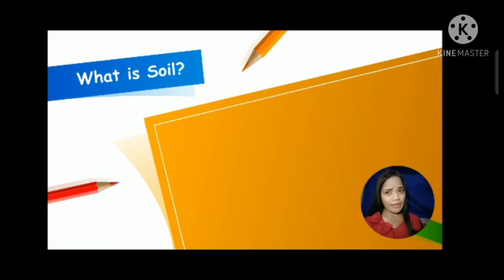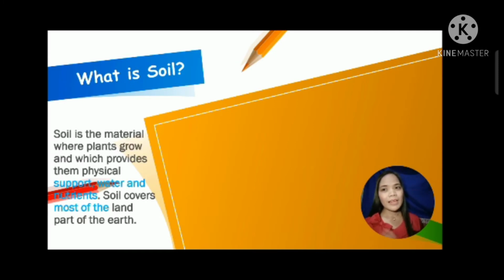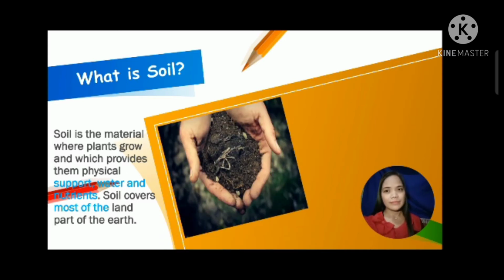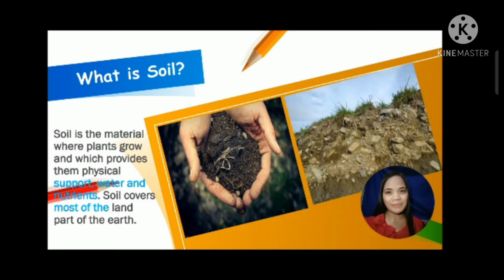But what is soil? Soil is the material where plants grow and which provides them physical support, water, and nutrients. Soil covers most of the land part of the earth. So these are the examples of soil that I'm sure that you are familiar with.